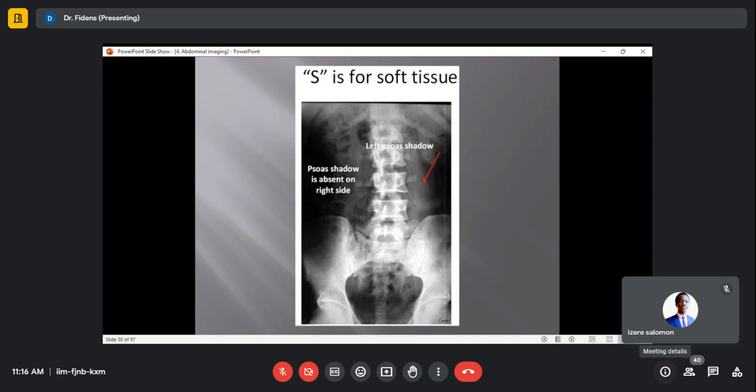So, we are still under S. I'm still trying to show you what you are supposed to look at under S. Remember A, B, C, S. A: adequacy, alignment, and apparatus. B: bones and calcification. C: cartilage and joints. S: soft tissues. So we are under S. We started with the intestines, large bowel and small bowel. And now we are still under S, soft tissue.